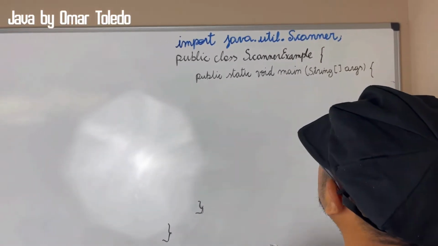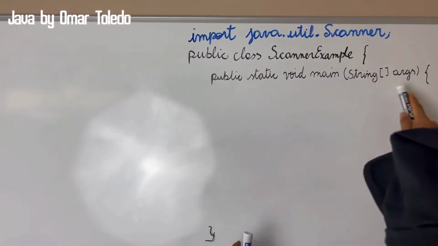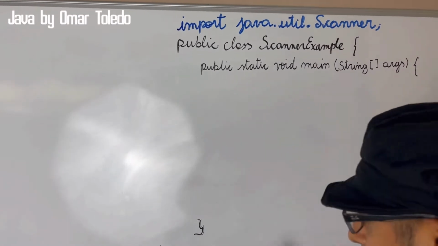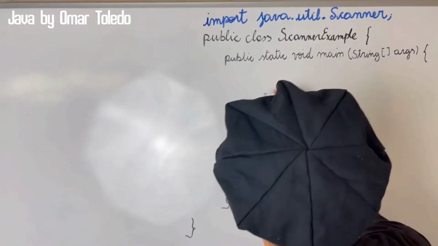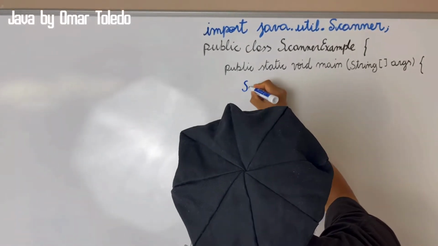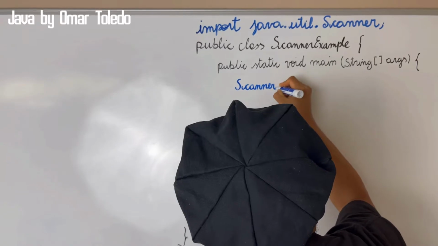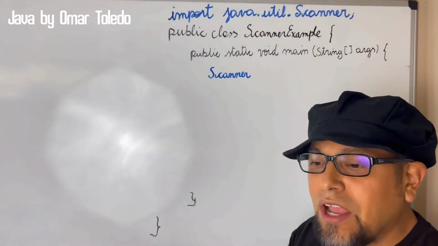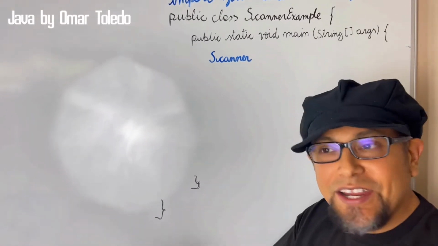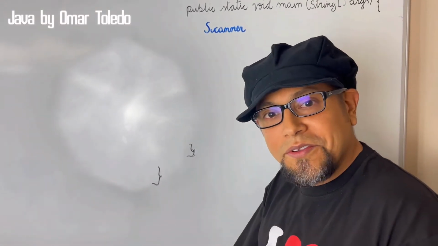Okay. So now, we told Java that we're going to use the scanner. So now here in the main method, we're going to declare the scanner. Like this. Scanner. Correct? And now you're going to name your scanner. What are you going to call the scanner? You can call it myScanner, scanner, or input. You can call the scanner any name.